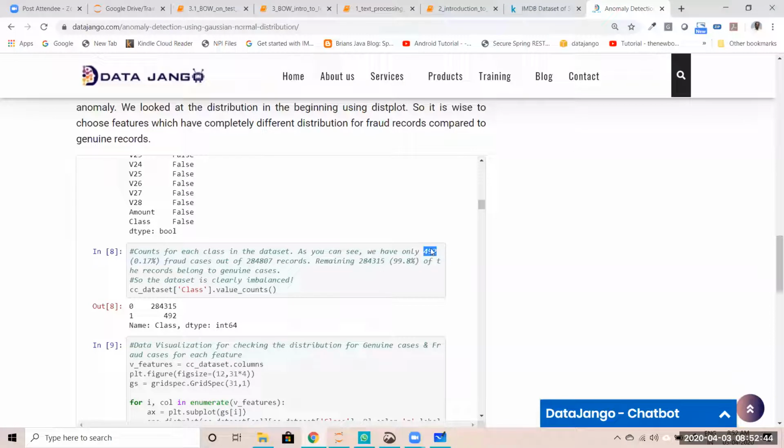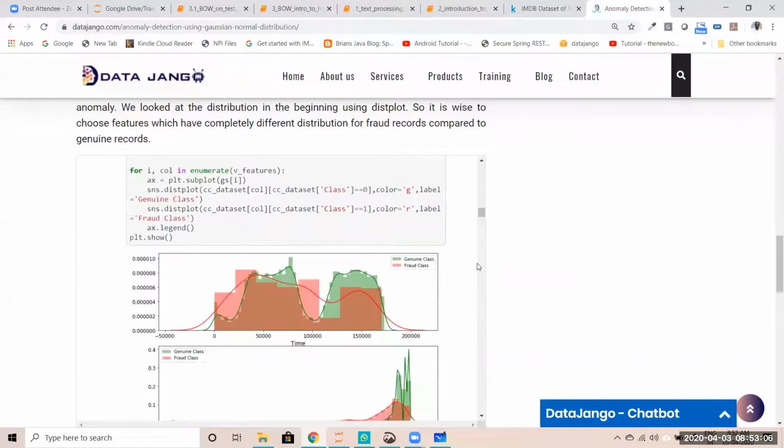Is that right? Anybody agrees, disagrees? Guys. It's because 492 is the output we are looking for. So our focus is to identify the records which are of this kind, 492 kind, and they are rare, right?